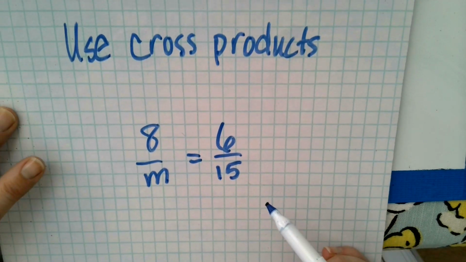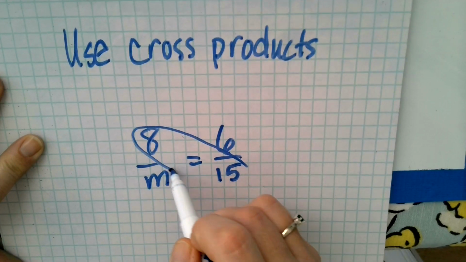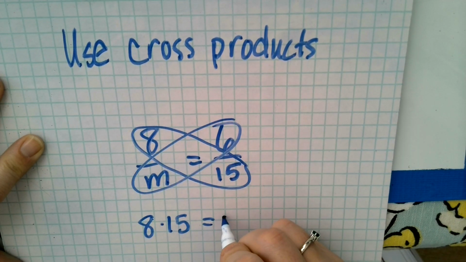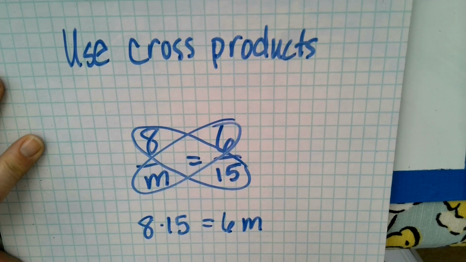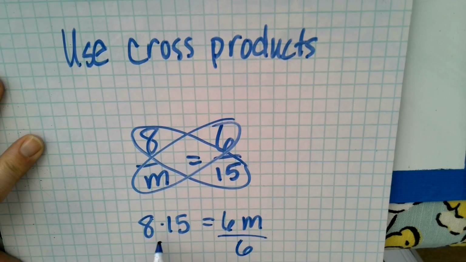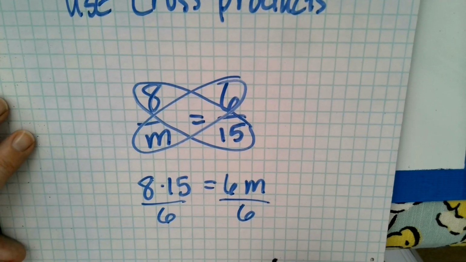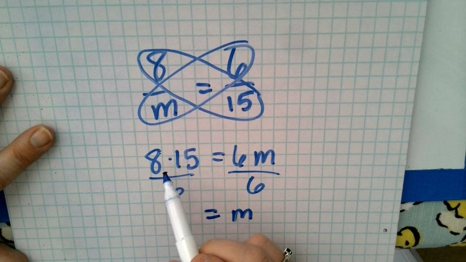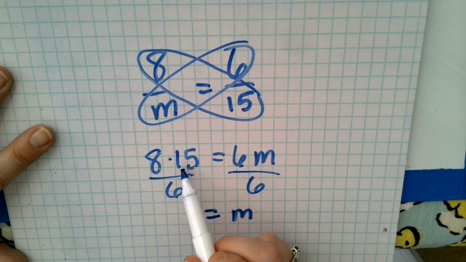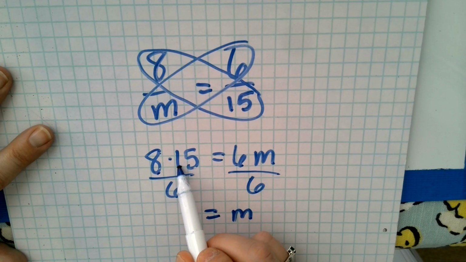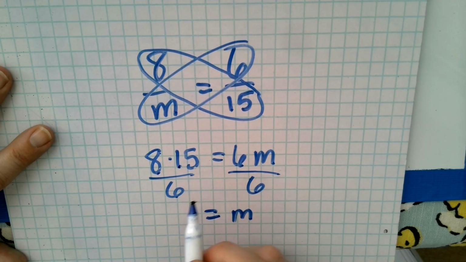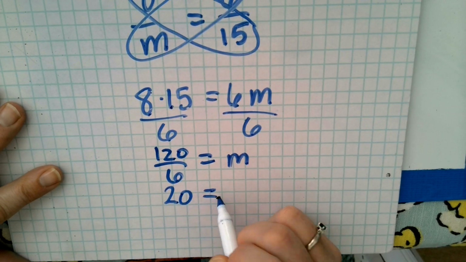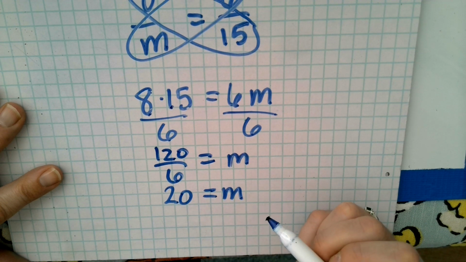So again, let's use cross products to solve this proportion. So we'd say 8 times 15 equals 6m, okay? Now we want to get m all by itself, so we're going to divide by 6 on both sides. All right, so we have m, and over here, let's multiply this out first. 8 times 10 would be 80, plus another 40, 120 divided by 6, 120 divided by 6 would be 20 is equal to m.